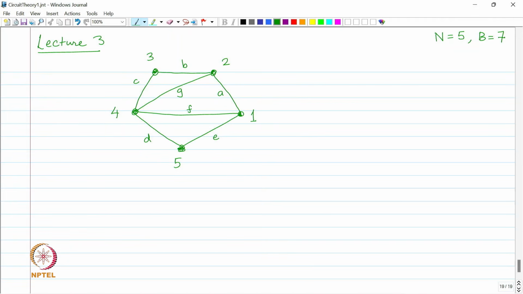So, how many fundamental loops? B minus N minus 1. So, 3 fundamental loops and how many fundamental cut sets? 4. Just keep this in mind, okay, before we start.